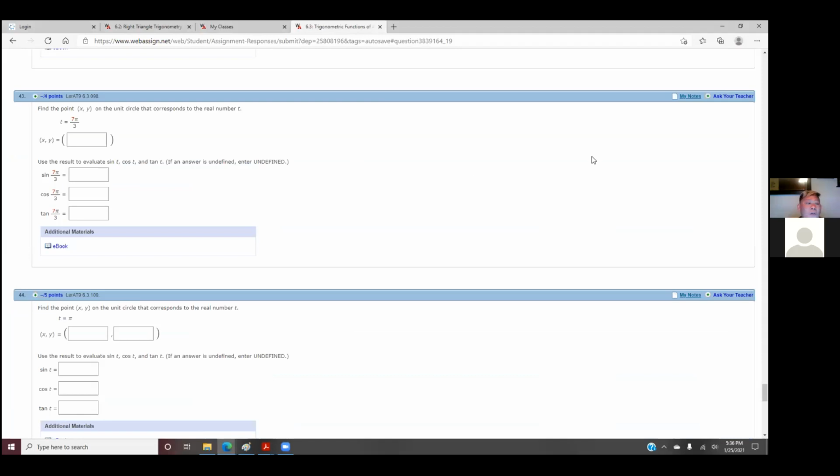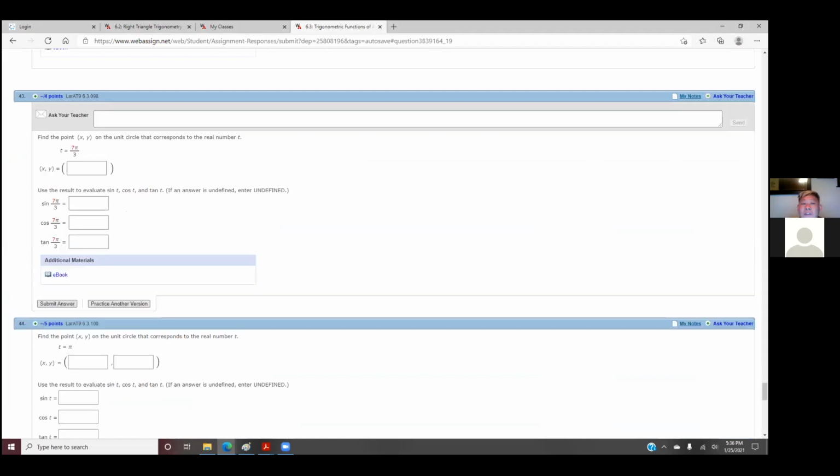So let's say this is the homework that you're doing. Let's say you don't know how to do this question. Just click Ask Your Teacher. Then you just type whatever you want, like "I need help," and send it to me. I'll get an email. And then you would respond back to me through the email or through here? Through here. So when I respond back, it's not through the school email or your Yahoo email, it's going to be through this. You have to go back to WebAssign.